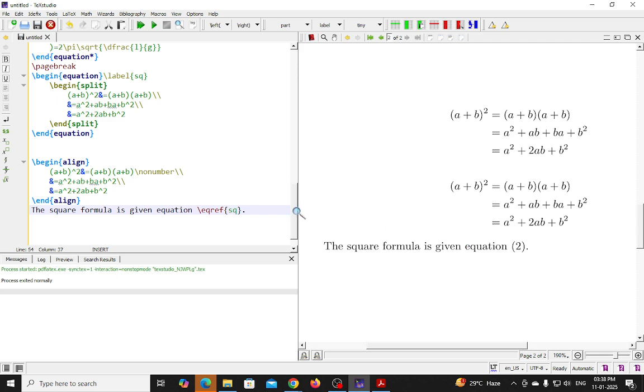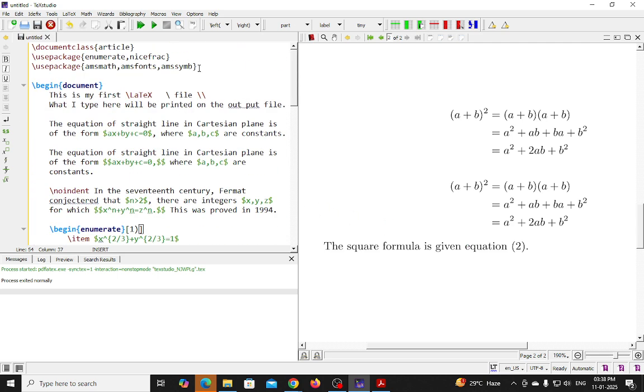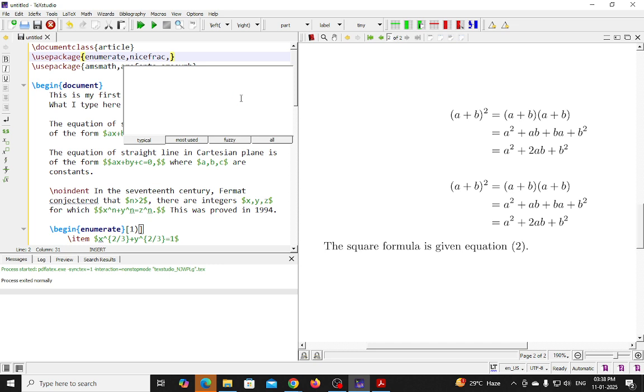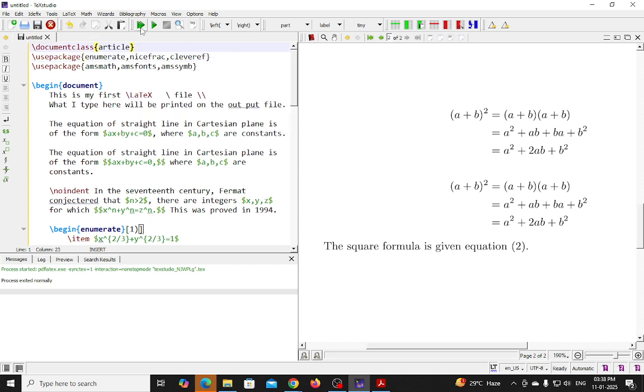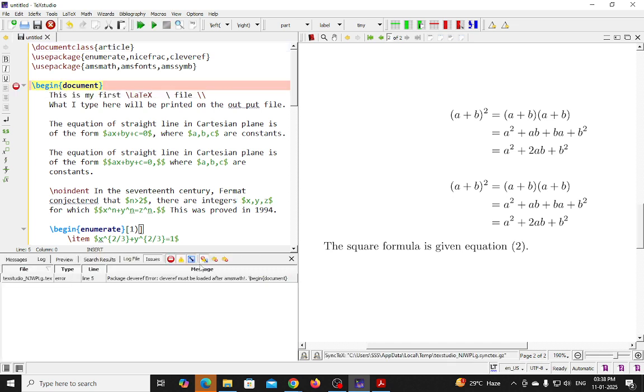So for that we can use one particular package. That package is called cleveref, C-L-E-V-E-R-E-F. If the spelling is wrong, then definitely I will get an error. I will compile first without using it in the main source file. Okay, package error, that means the spelling may be wrong. Just I will check. CLEVEREF.